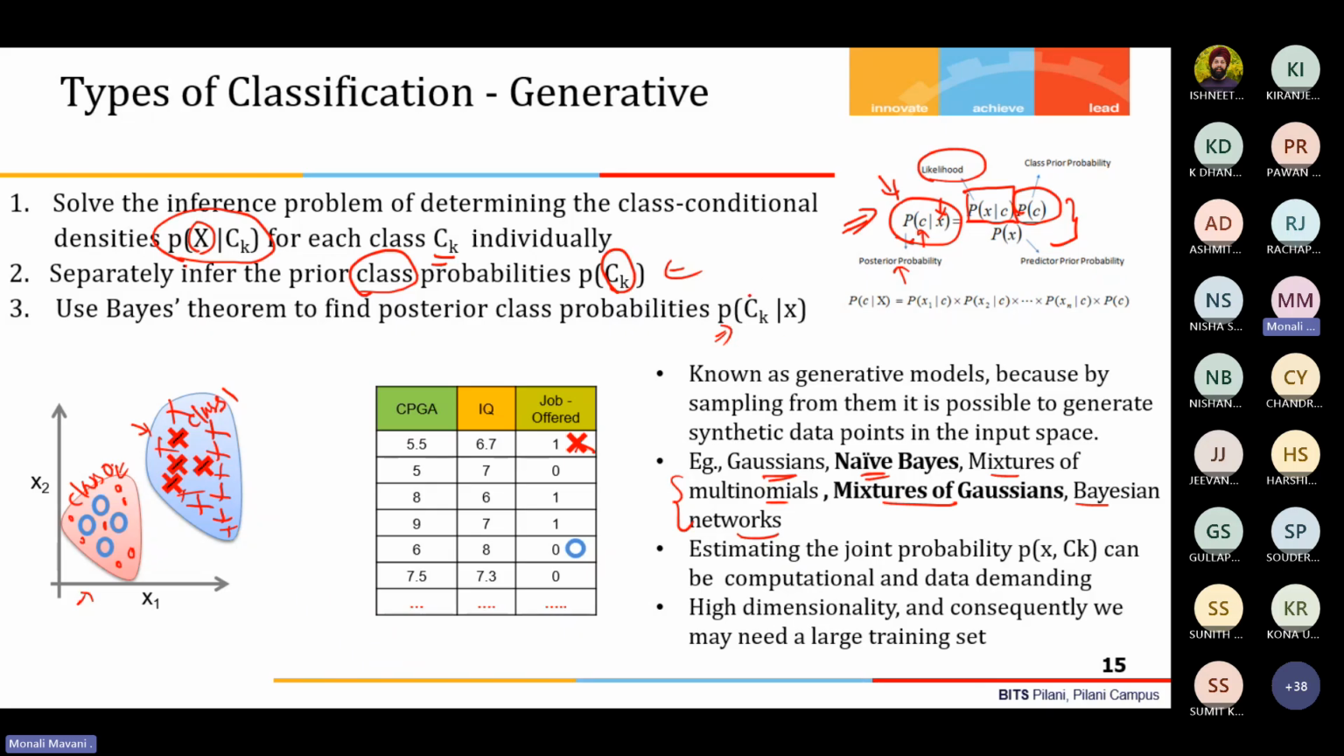We then use this probability to make a decision, whether it's class 0 or class 1. So that's the generative models. And generally, whenever we have high dimensionality, with so many features, we need very large training data sets.